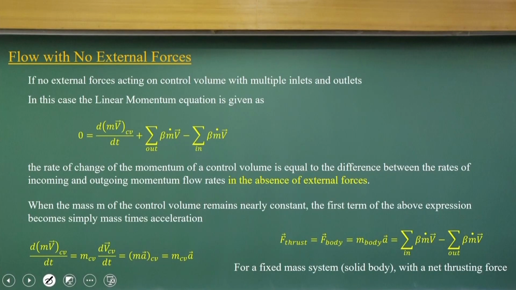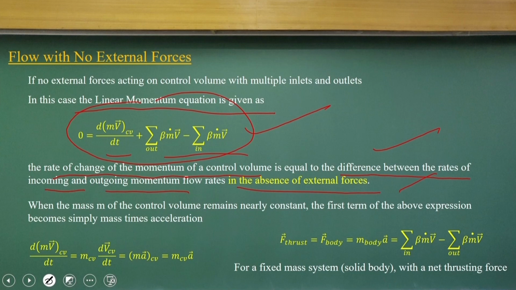You can write the linear momentum equation, where the sum of the forces on the system is equal to 0. The rate of change of momentum within the control volume is equal to the net outflux of momentum flux passing through the control surface. That is what is written here: the rate of change of momentum within a control volume is equal to the difference between the rates of incoming and outgoing momentum flux in the absence of external force. This is the text, and this is the mathematical expression for it.